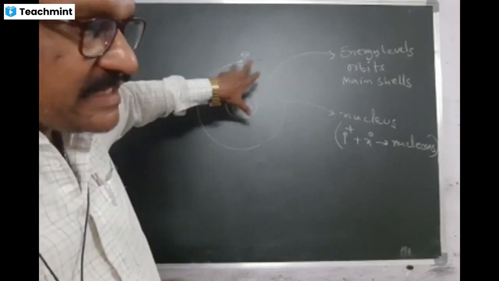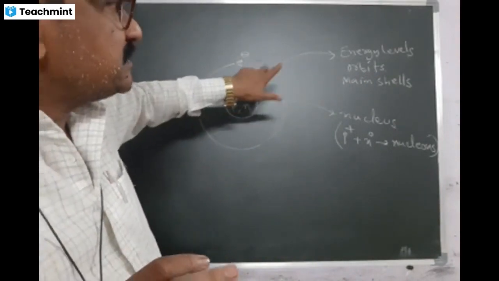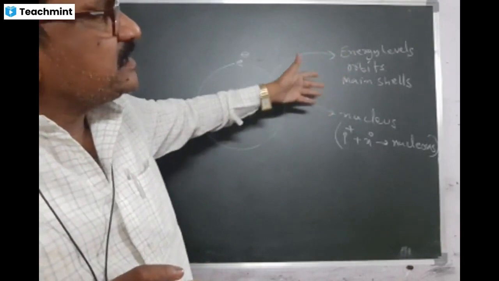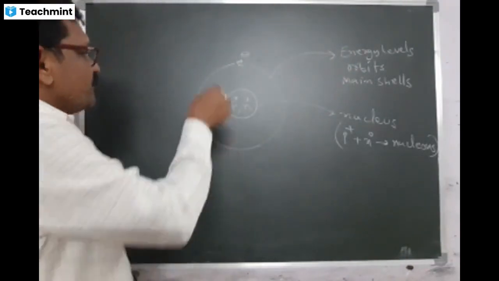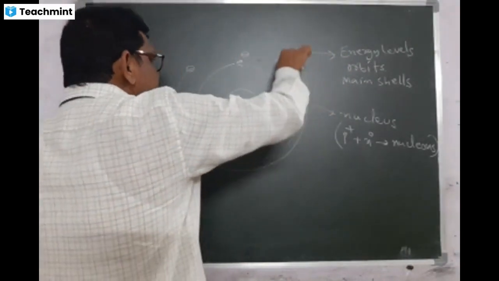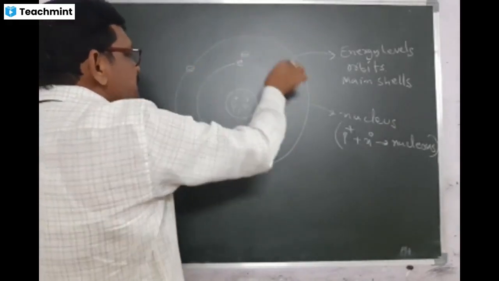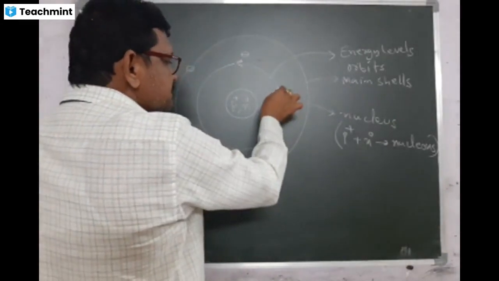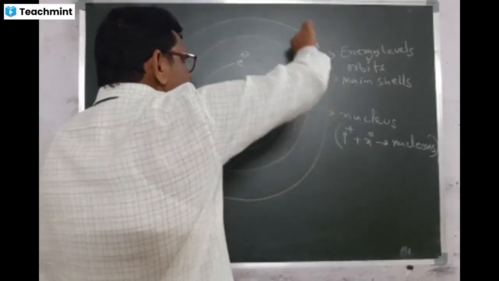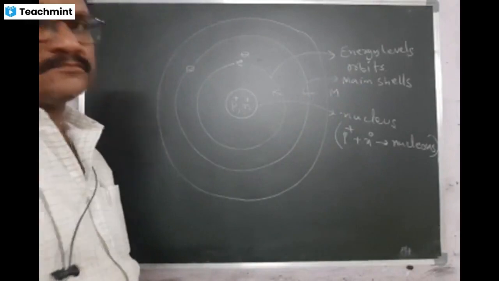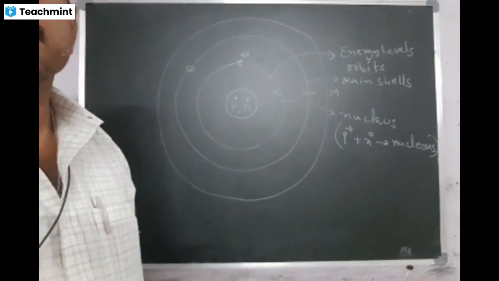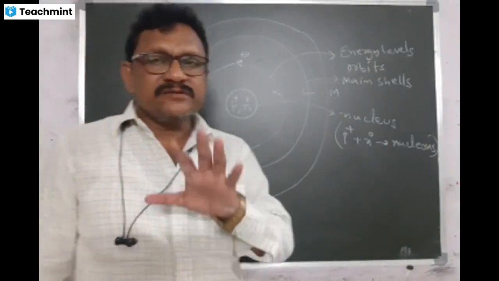The circular paths of electrons are called energy levels, main energy levels, and also orbits, and also main shells. For example, different electrons circulate around the nucleus like this. All these are nothing but shells. The shells are represented with the letters K, L, M.